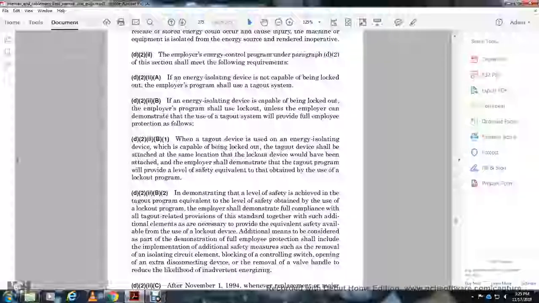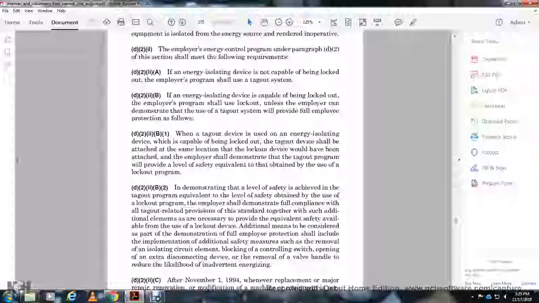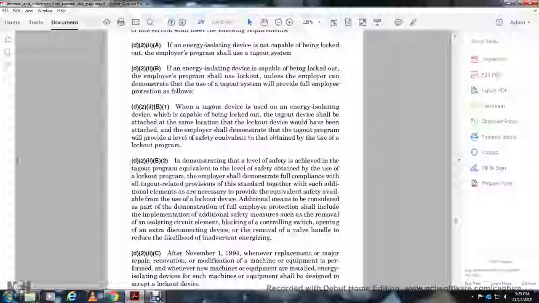The employer shall demonstrate full compliance with all tagout-related provisions of the standard, together with such additional elements as necessary to provide equivalent safety to that available from the use of a lockout device. Additional means to be considered as part of demonstrating full employee protection shall include implementing additional safety measures such as the removal of an isolating circuit element, blocking of a controlling switch, opening of an extra disconnecting device, or removal of a valve handle to reduce the likelihood of inadvertent energizing.